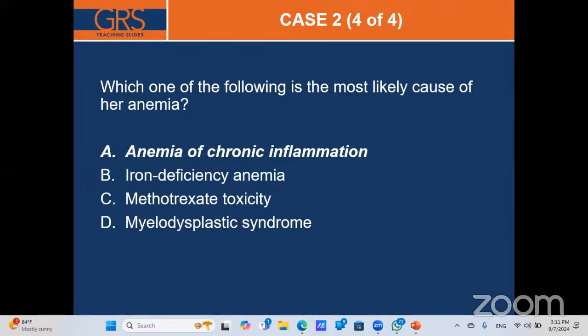The patients with iron deficiency anemia most probably have low serum iron and increased total iron binding capacity. Methotrexate toxicity occurs with other symptoms and signs like hepatotoxicity, pulmonary fibrosis, and mucositis. Myelodysplastic syndrome is associated with macrocytes or megaloblasts in the peripheral blood smear.